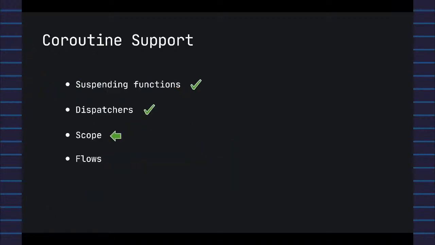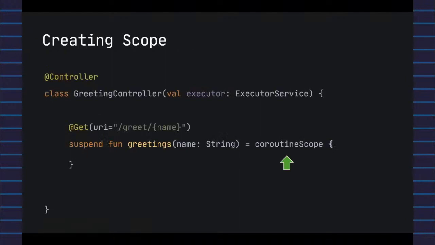Another thing that you may want to do is create your own scope. You could do so in a number of different ways in your controller. You could create a scope on that dispatcher as a field in your controller and launch coroutines off of that. You could also create a scope using this coroutineScope builder, which internally creates a scope for you, and everything in the lambda block will execute on that coroutine.